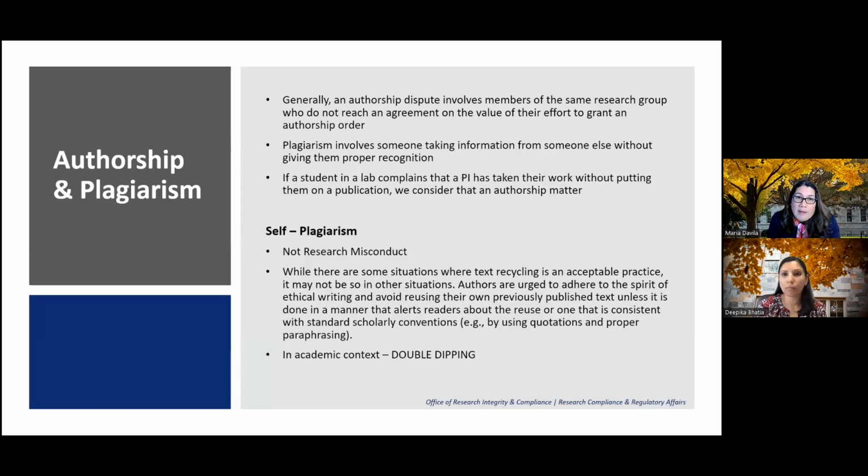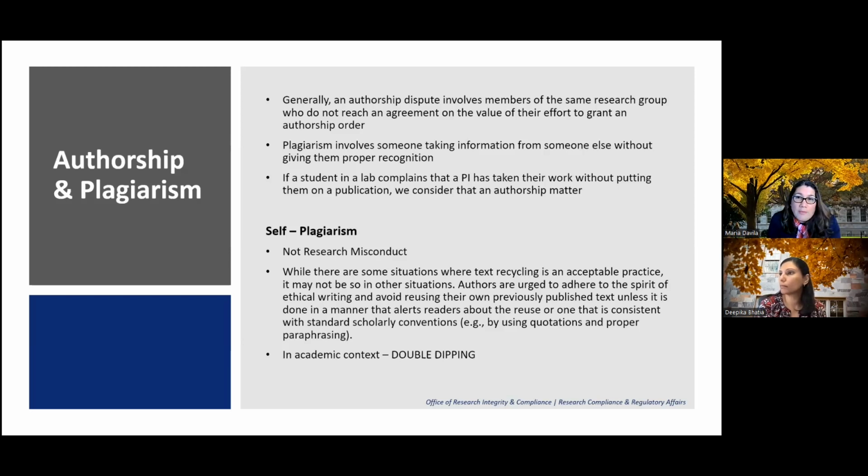So that means that in order to be an authorship issue, you have to be working with somebody on the same project, right? Plagiarism will involve somebody that has not been working with you. Somebody is taking your work and making it their own, and you have never collaborated with them. So that's what we put in the bucket of plagiarism that becomes part of the work that we do.